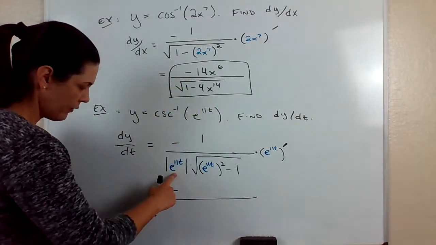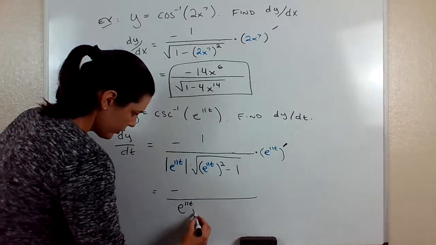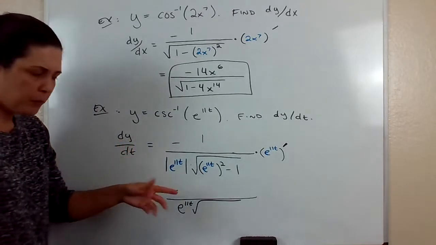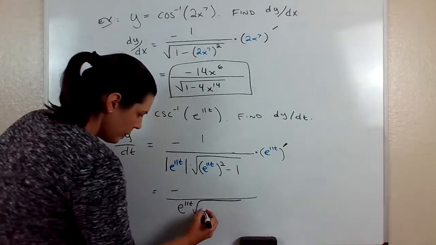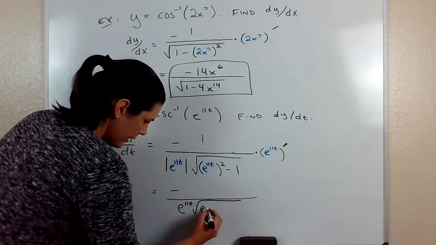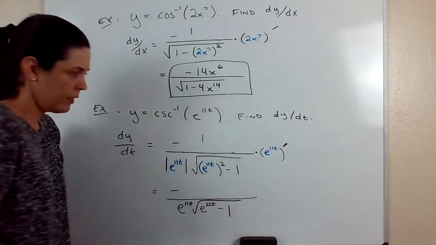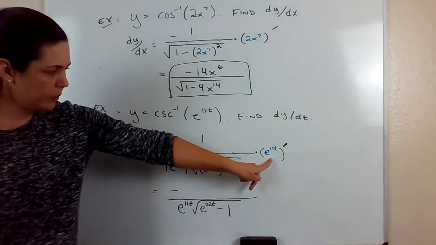On bottom, I'm going to take off those absolute value bars. So e to the 11t, square root. On the inside, again using your rules of exponents, you're going to multiply these exponents. So this is going to be, inside the square root, e to the 22t minus 1.